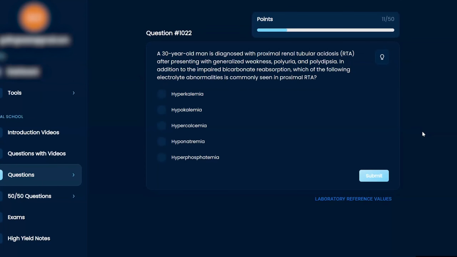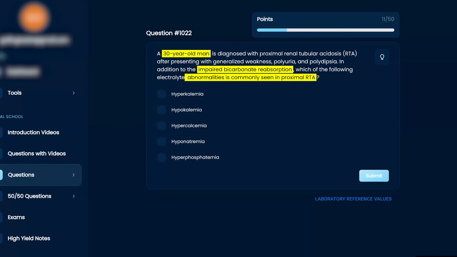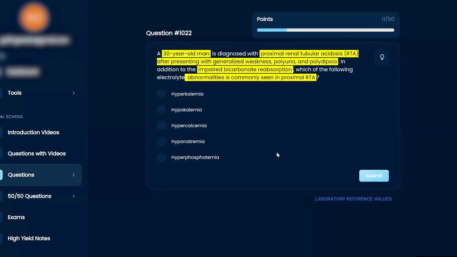In addition to the impaired bicarbonate reabsorption, which of the following electrolyte abnormalities is commonly seen in proximal RTA? Okay, so we have hyperkalemia, hypokalemia, hypercalcemia, hyponatremia, and hyperphosphatemia. A 30-year-old man is diagnosed with proximal RTA after presenting with generalized weakness, polyuria, and polydipsia. In addition to the impaired bicarbonate reabsorption, which of the following abnormalities is commonly seen in proximal RTA?